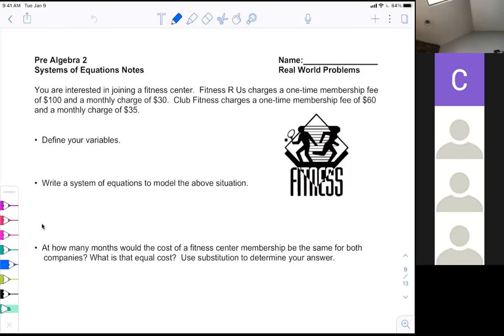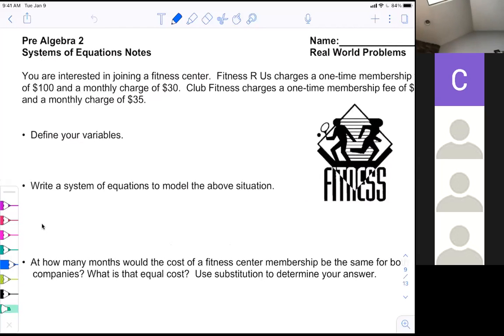So just like we've been doing, we're still going to define our variables and we're still going to write a system of equations. This problem though is a little different when we define our variables. We still would have an x and a y. The x in this problem is the part that would be changing, and in this case, we have a monthly charge. The cost of my membership depends on how many months I go. Every month I have to pay a new charge. So x is going to represent the number of months.